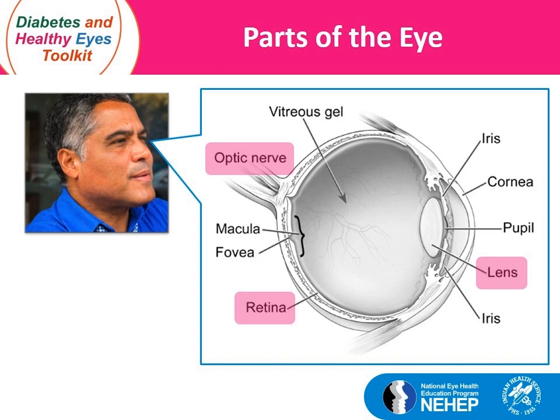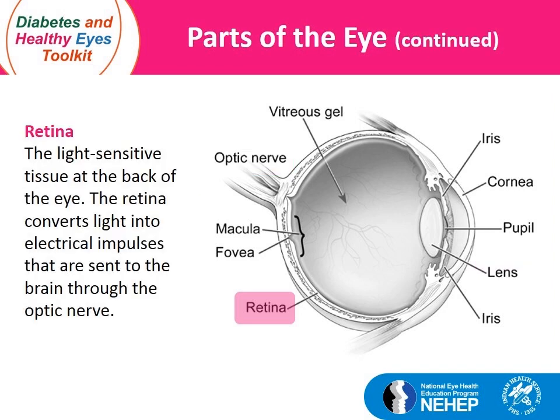So let's start with the retina. The retina is the light-sensitive tissue at the back of the eye. It converts light into electrical impulses that are sent to the brain through the optic nerve. A healthy retina is necessary for good vision.